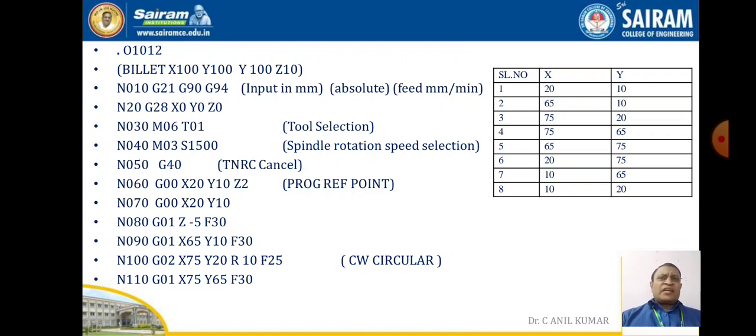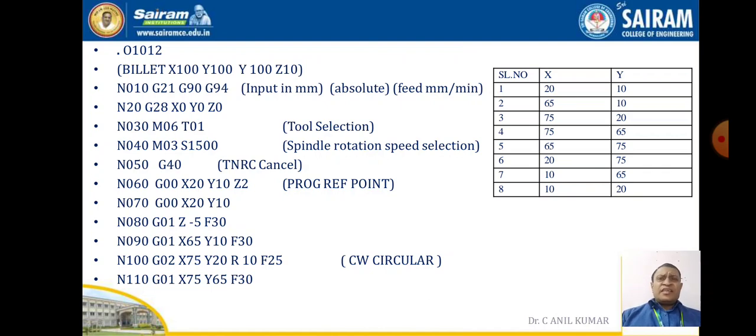Next, N100, G02 and X75, Y20, R of 10. R of 10 is nothing but the radius, and the feed rate is 25. See, as the tool is moving radially, the speed should be lesser, and it is moving in the clockwise direction. For that reason, we are using G02 as the code.